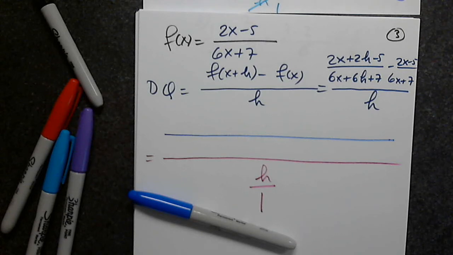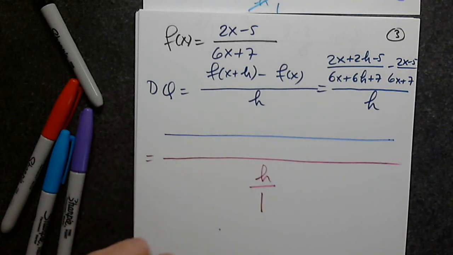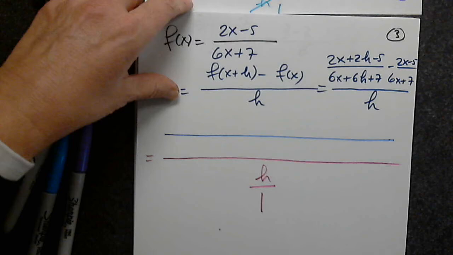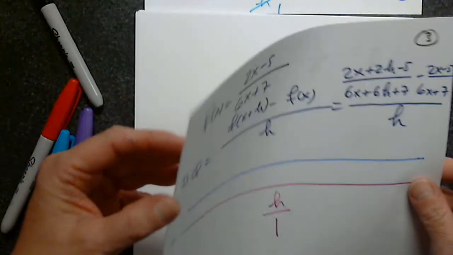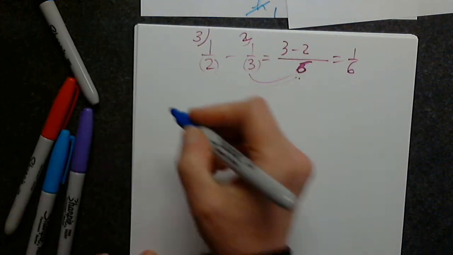You multiply the first one by 6x plus 7 and the second one by 6x plus 6h plus 7. We're talking about the least common denominator first. Yeah, that's what I mean. So what should I write here? 36x squared. Very good point. Thank you, thank you.